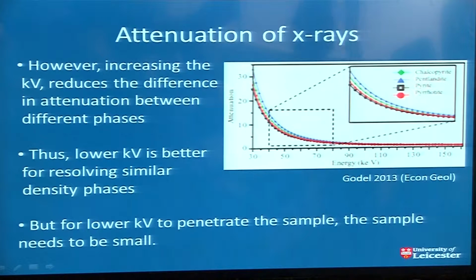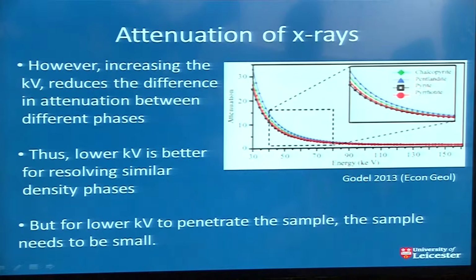Now, there's a little bit of a trade-off here, because if you increase the energy, what that does is it actually reduces the difference in attenuation between different minerals. So if you can see in here, we've got some common sulfide minerals there. Pentlandite has the highest attenuation, and pyrite and pyrrhotite the lowest. As you increase the energy there, the difference in attenuation becomes much less.